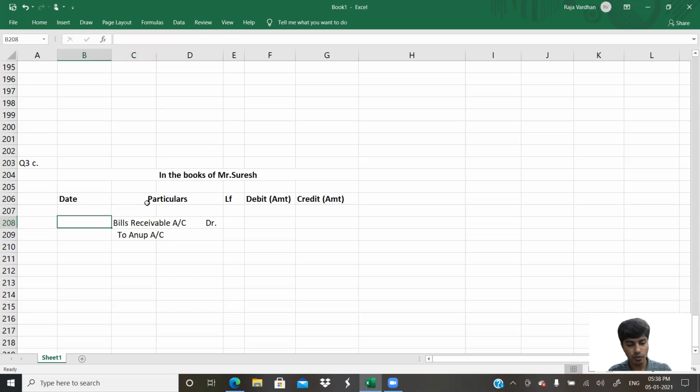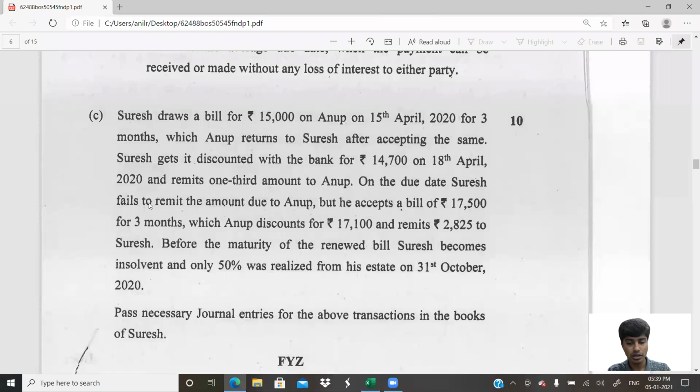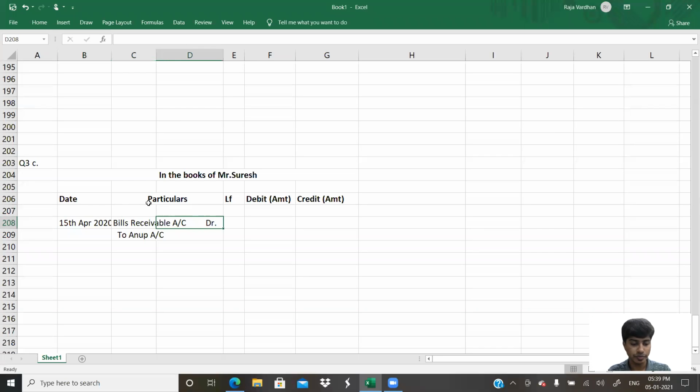This bill is on what date? 15th of April. Yes, 15th April 2020. What exactly is the amount? 15,000 rupees. 15,000.